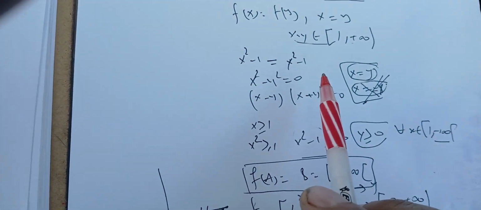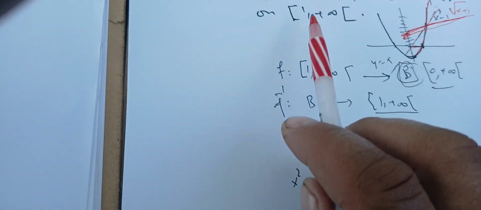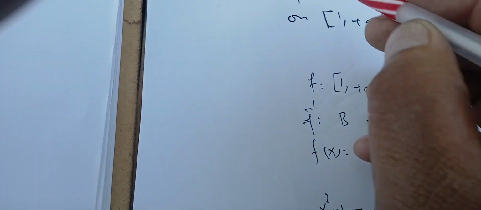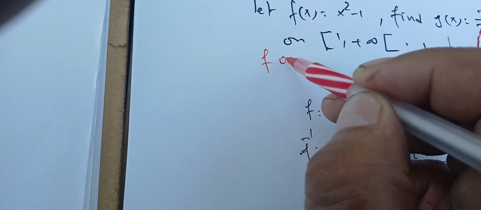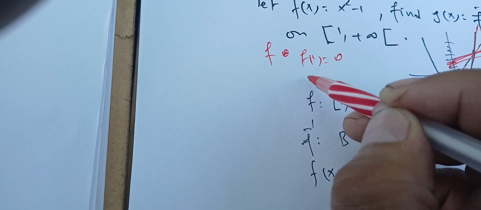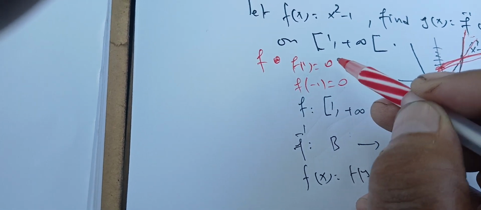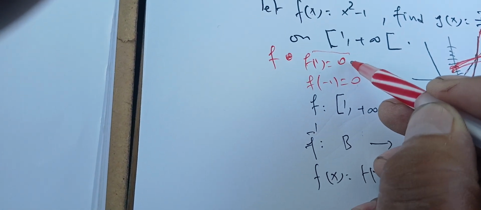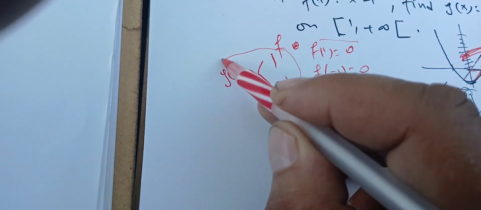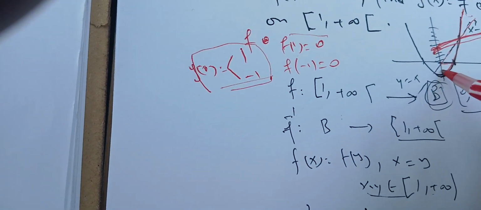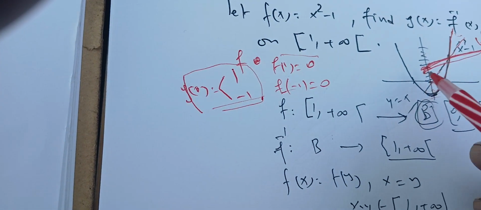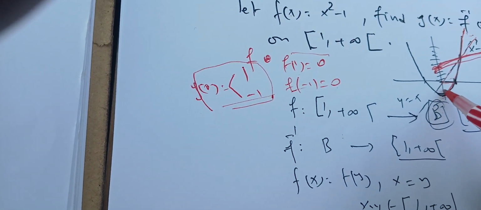Why are we restricting on this interval, 1 to plus infinity? Think of it this way. Here, f of 1 is 0, and f of minus 1 is 0. When we take the inverse, this function is going to give us g of 0 equals 1 or minus 1, but this is not a function unless we work in a domain. So this is the reason why we have to restrict it, because otherwise it's not going to be a function.